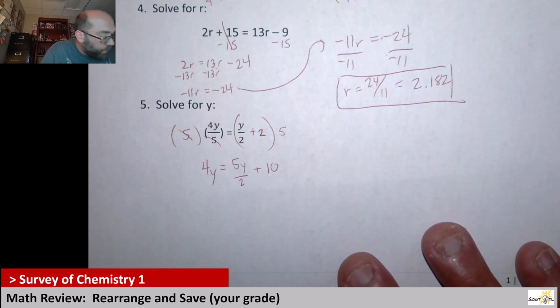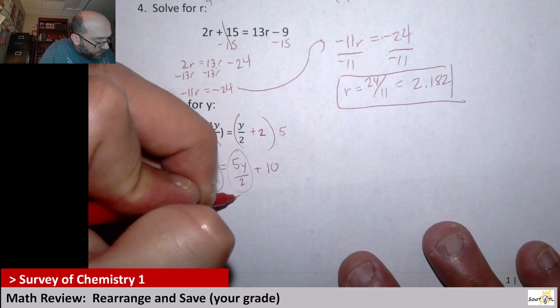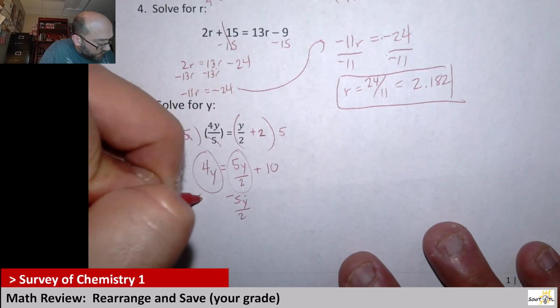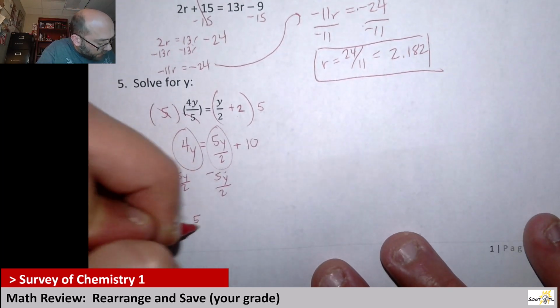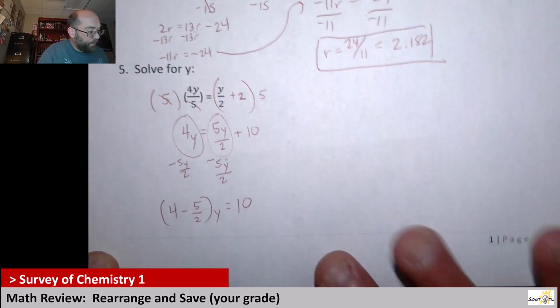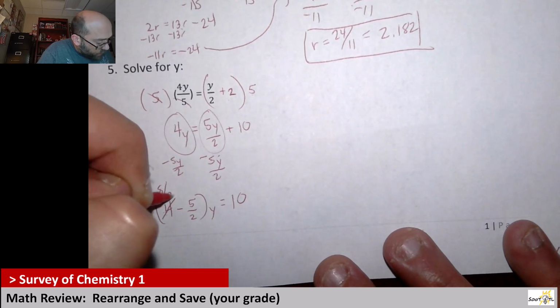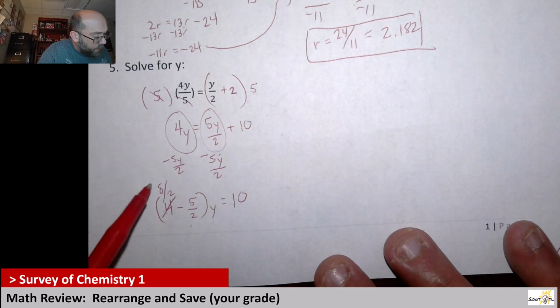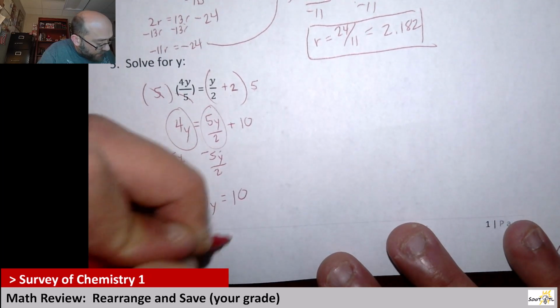Now, what I can do is I have this y variable and this y variable. So I can go ahead and subtract 5y over 2 from both sides. And so what is that going to look like? That's going to give me 4 minus 5 over 2 times y is going to be equal to 10. Now to do this, I need to convert that to a fraction. This one's a little easier. 4 is the same thing as saying 8 over 2. So you're looking at 8 over 2 minus 5 over 2. So you're really just subtracting the 8 and the 5. So 8 minus 5 is 3. So you get 3 over 2 y is equal to 10.